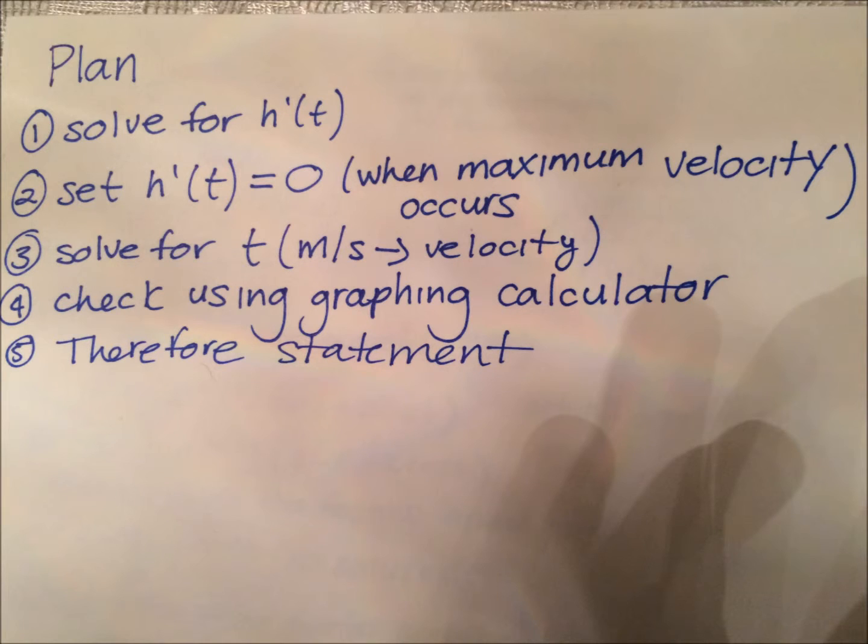In order to solve the question, we have a plan. First, solve for the derivative of h of t. Secondly, set h prime of t equal to 0. This is when the maximum velocity will occur. Thirdly, solve for t, and then find the velocity in meters per second. Fourth, we can check our answer using a graphing calculator. And fifth, provide a therefore statement to answer the question.